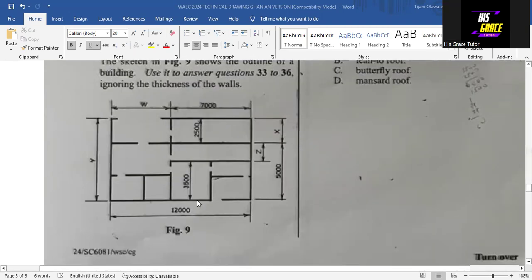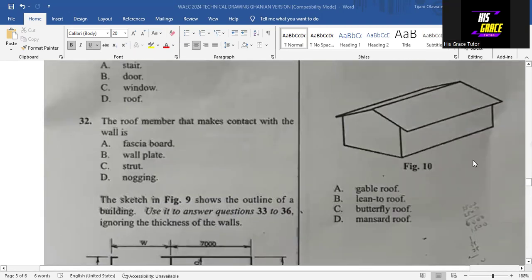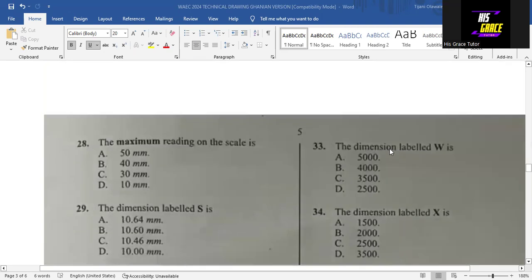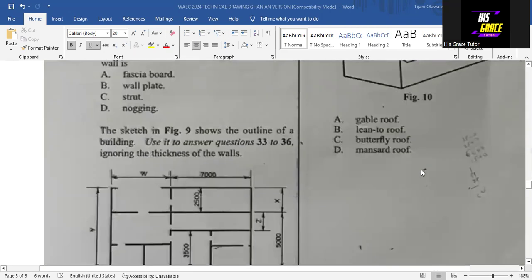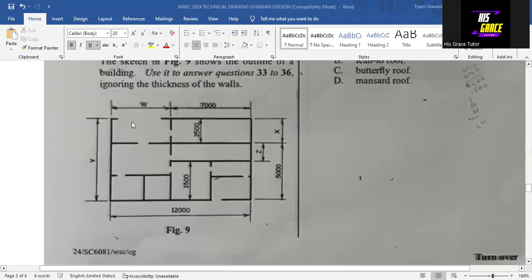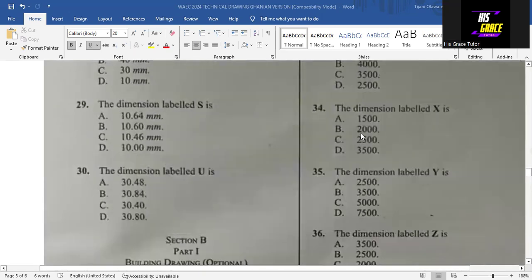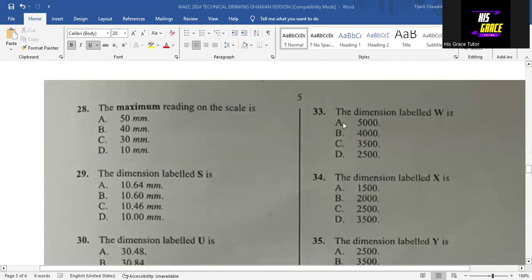So let's look at question 33. Question 33 says that the dimension labeled W is, let's see, dimension labeled W. So this distance from here to here is W. The total distance is 12,000. But we are told that the distance from here to here is 7,000. So we have to subtract 7,000 from 12,000, and that will give us 5,000. Meaning that in the options, we have option A to be the answer to question 33.